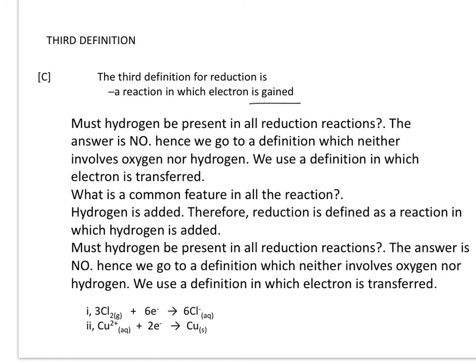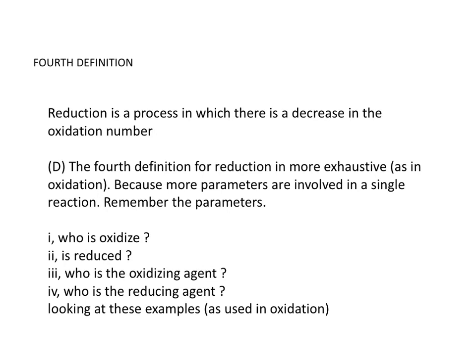So we have this chemical equation here: 3Cl2 plus 6 electrons to give you 6Cl minus. Chlorine was reduced to chloride ion by gaining 6 electrons. Same goes for copper. Copper ion was reduced to copper atom by gaining 2 electrons. These are examples of reduction reactions.